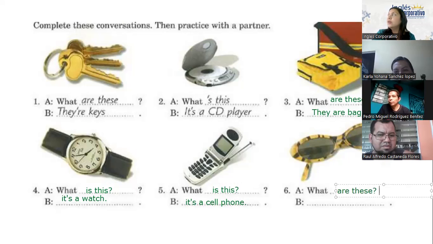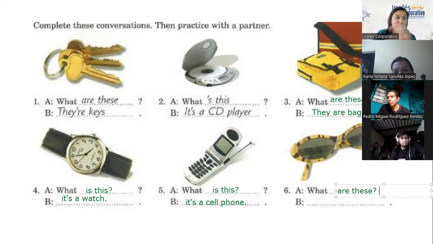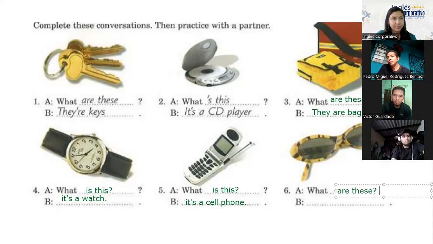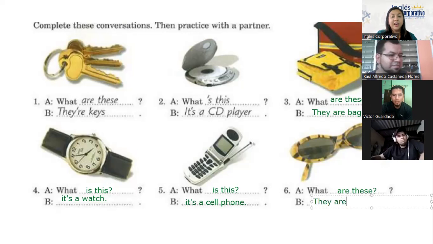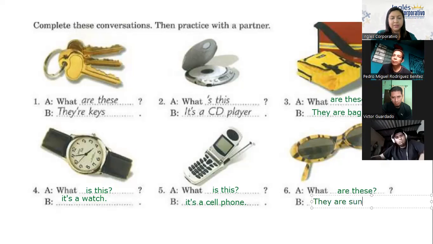What are these? Los lentes, lo que está en par es plural. For example, we have 2 eyes, so we use glasses. We use earrings because we have 2 ears, right? Also pants, pantalones, pants, shorts, right? Shoes. Because we have 2 feet, right? So what are these? They are sunglasses. Y en este caso no lleva el a ni el an. Solamente. They are sunglasses. Solo ponemos la palabra en plural.